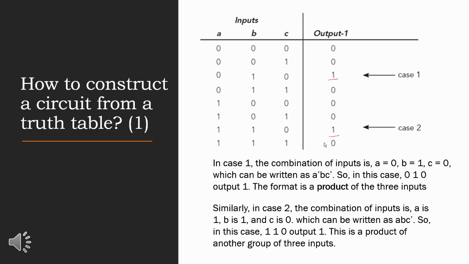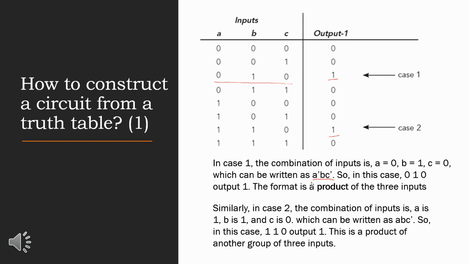According to the sum of products algorithm, we need to construct Boolean expressions for the cases that output ones. Why? Because other combinations of the inputs do not affect the output. We can simply skip them. In case 1, the combination of inputs is A 0, B 1, and C is 0, which can be written as not A, B, not C.